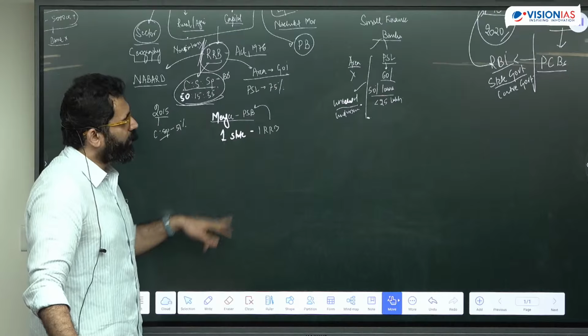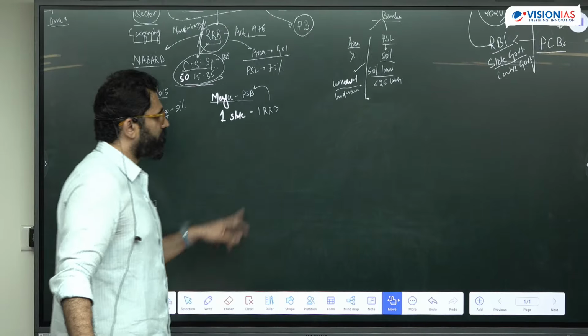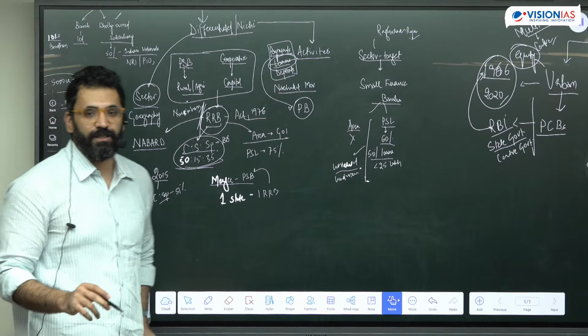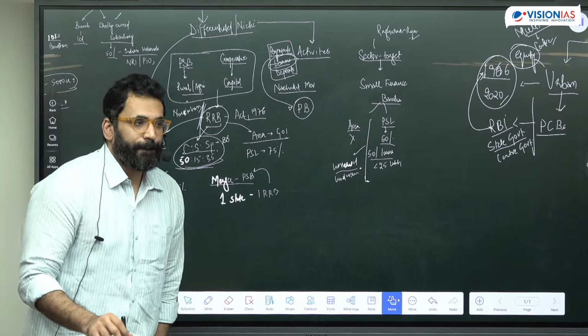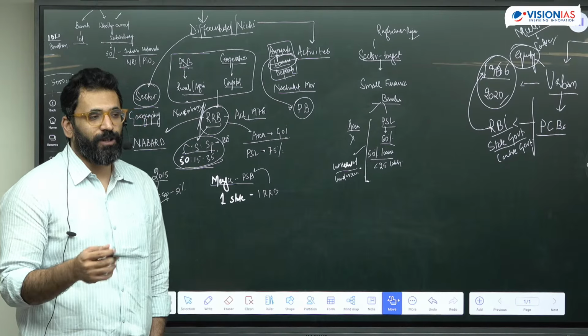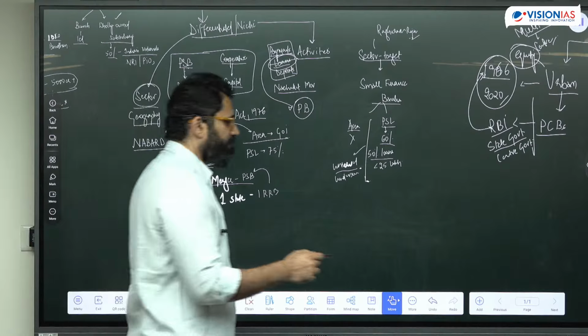The other type, or first we'll discuss the priority sector loans itself. What is priority sector loan? What type of a regulation is priority sector loan? What type of a regulation is this?